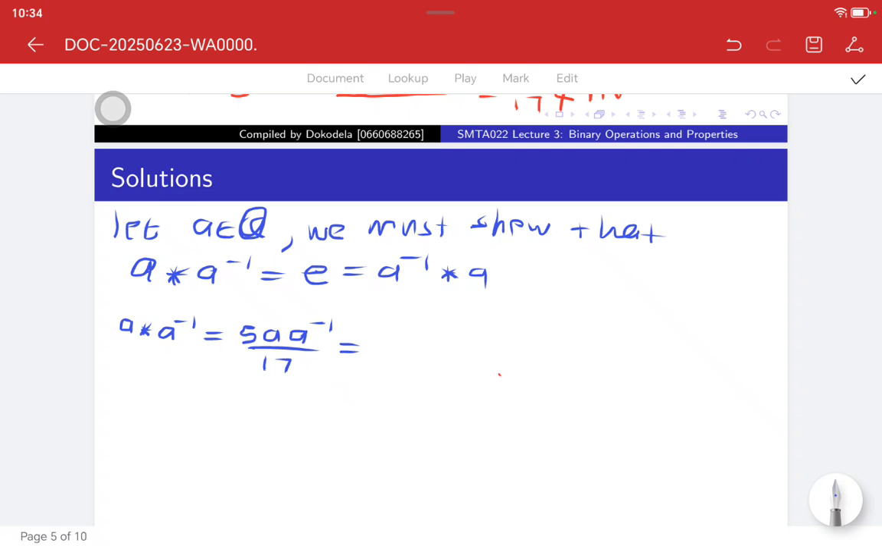This will be what? 17 over 5. How did you get 17 over 5? Because on identity, our E is 17 over 5, right? Our E is 17 over 5.